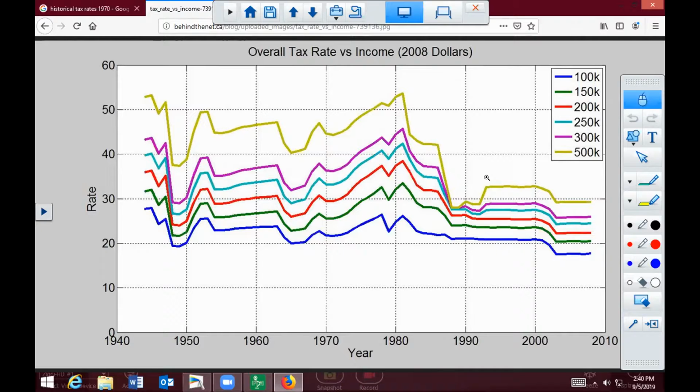So here are the historical rates, and as we can see, they were all very high during war periods, right?